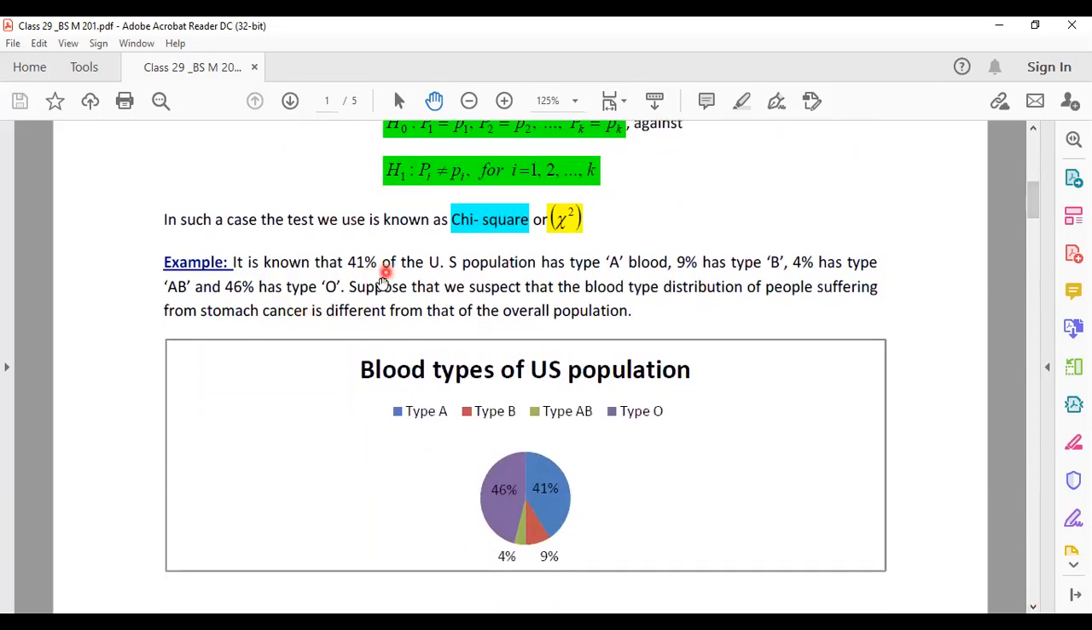It is known that 41% of the US population has type A blood, 9% has type B blood, 4% has type AB, and 46% has type O blood. Suppose that we suspect that the blood type distribution of people suffering from stomach cancer is different from that of the overall population. So that is the study under consideration.